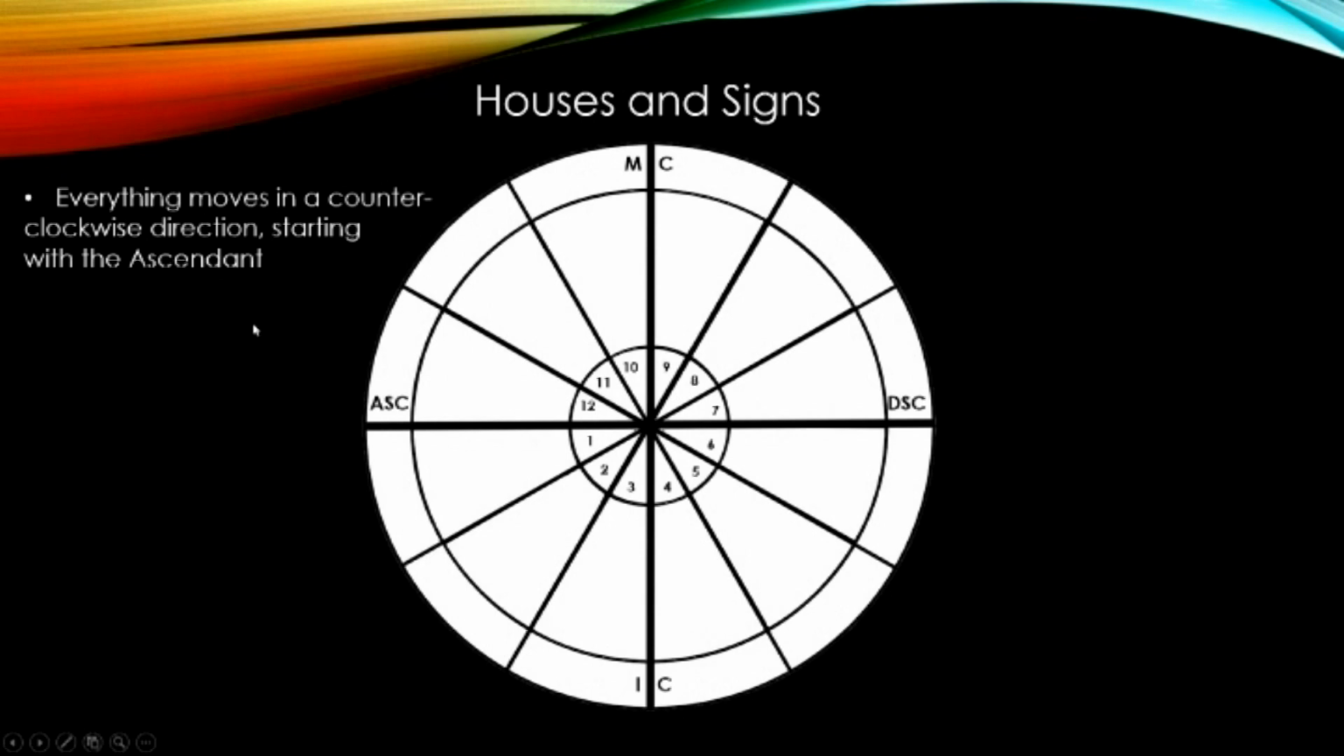The same way as the midheaven, up top, MC, is the cusp of the 10th house. So, going in a counterclockwise direction, the descendant is the cusp of the 7th. The IC is the cusp of the 4th.